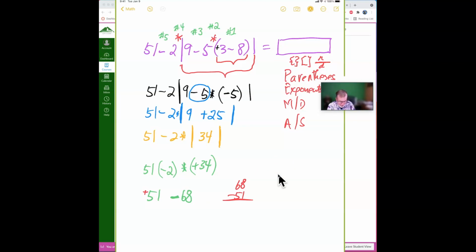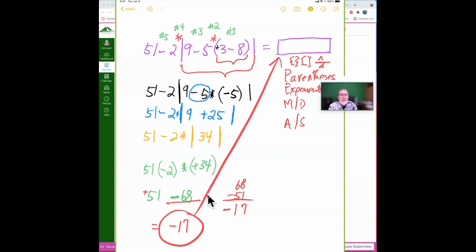The absolute value will be the same. So 8 minus 1 is 7. 6 minus 5 is 1. So we get 17. And the number with the larger absolute value has a negative sign. So our answer will also have a negative sign. So 51 minus 68 is equal to negative 17. Let's put a big circle around that answer. And that's what would go in our box up here, negative 17.